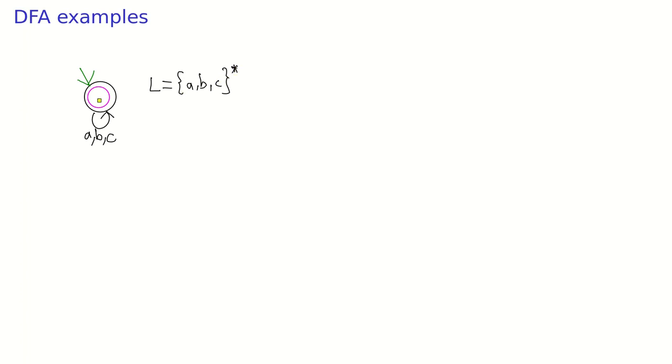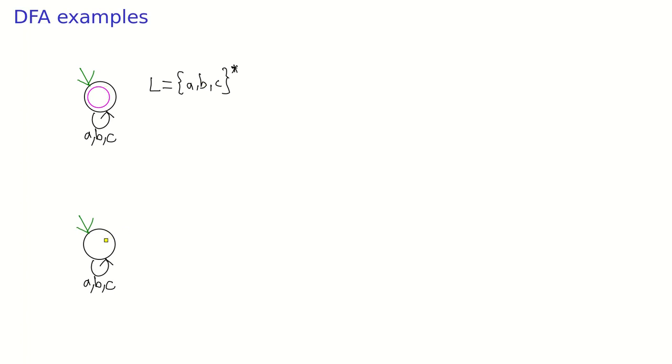The empty word is also accepted because if we read the empty word, we start here and then we're already finished. So we're in this state. And this is accepting, yeah? So this is the language recognized by this finite automaton. Okay, next example. Okay, here it is. As you see, still very easy.